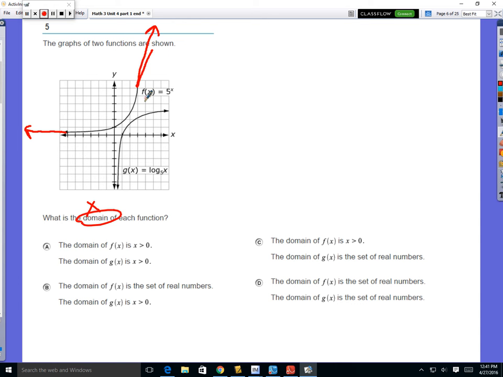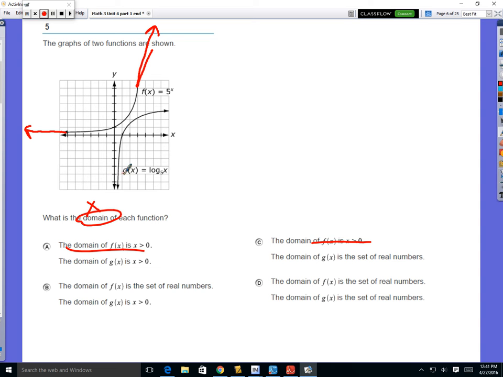So f is all real numbers, so I can kill A, because the domain for f is not only greater than 0. The domain of f is all real numbers. Okay, so it could be B or D. Now let's look at G.